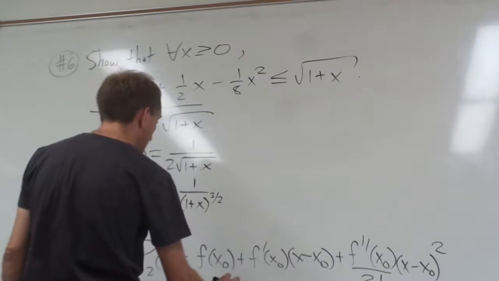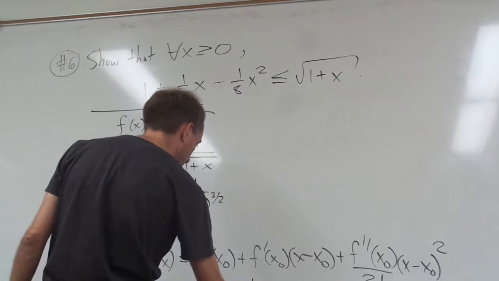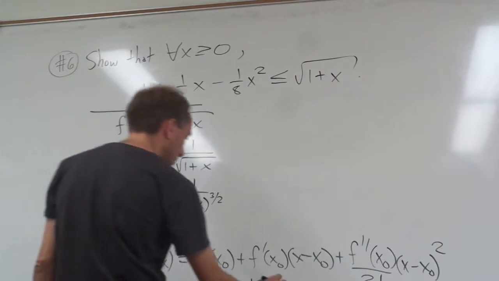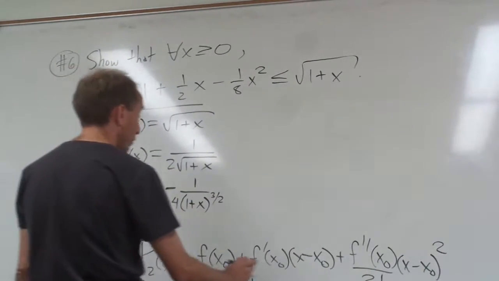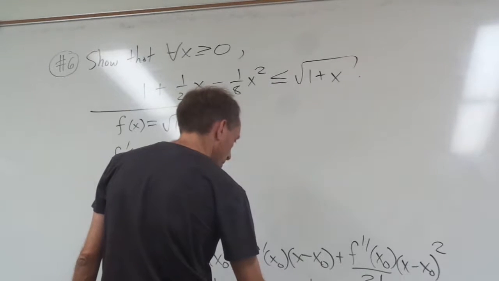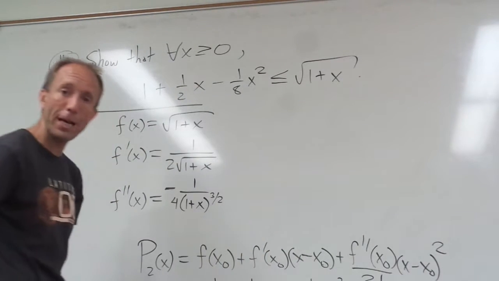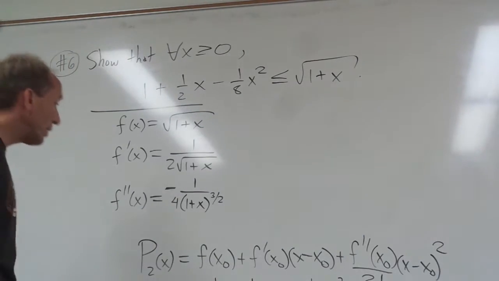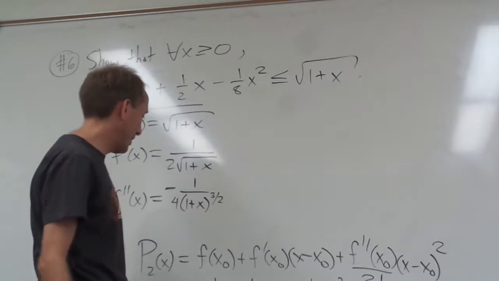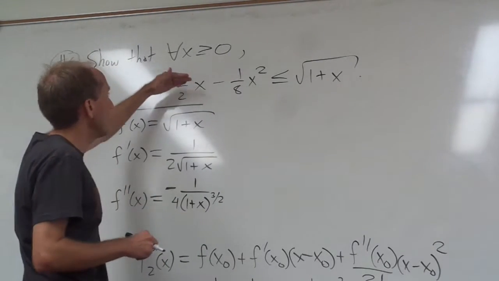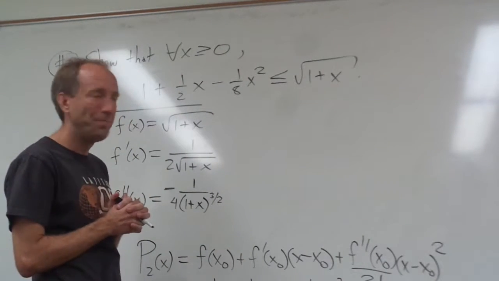Here I'll get a 1/2, so this is plus 1/2 of x. And here I will get minus 1/4, and then there's a 2 factorial on the bottom and an x squared on the bottom. Okay? Well, this actually is the left-hand side. So P2 of x is right here on the left side.